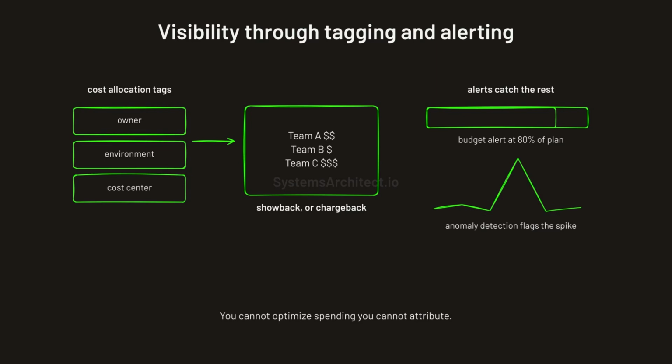Budgets with threshold alerts catch slow drift. They warn you at 80% of plan instead of on the invoice. What catches the fast version? Anomaly detection flags a sudden spike within about a day. That is how a runaway test loop or a leaked credential gets caught early.